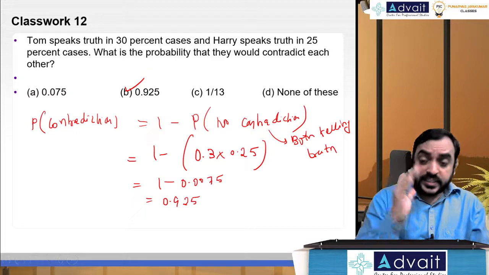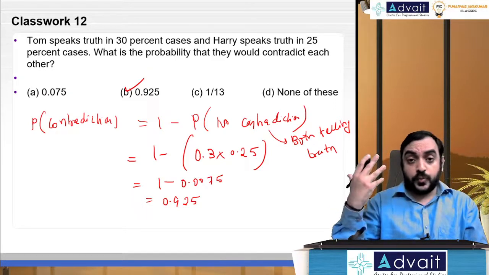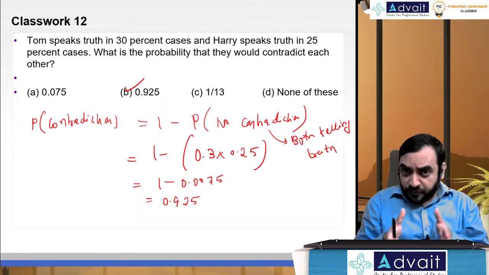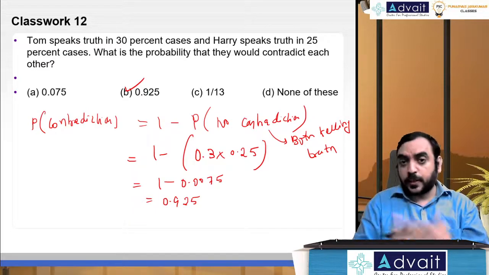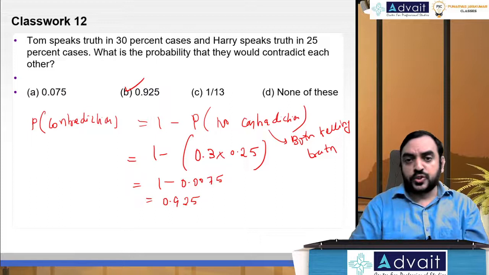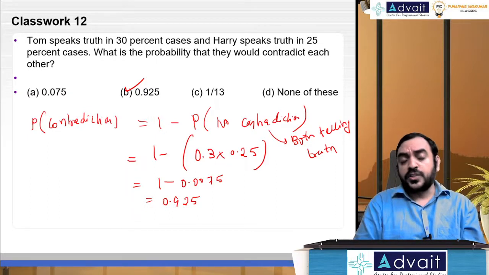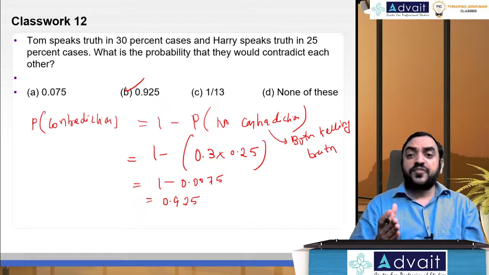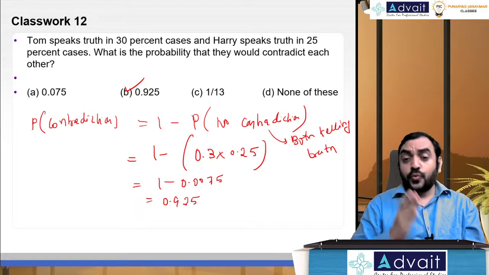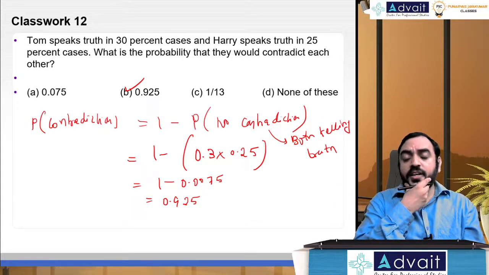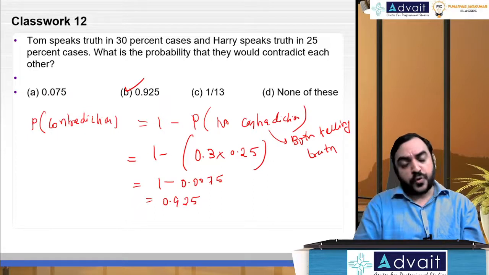So in these situations, your brain should tell you whether listing out the regular possibilities is faster or 1 minus is faster. That comes by experience if you solve as many problems as possible. You can take down this method also. Probability of contradiction is 1 minus no contradiction, which means both telling the truth. So 1 minus 0.3 into 0.25, 1 minus 0.075, we get 0.925.